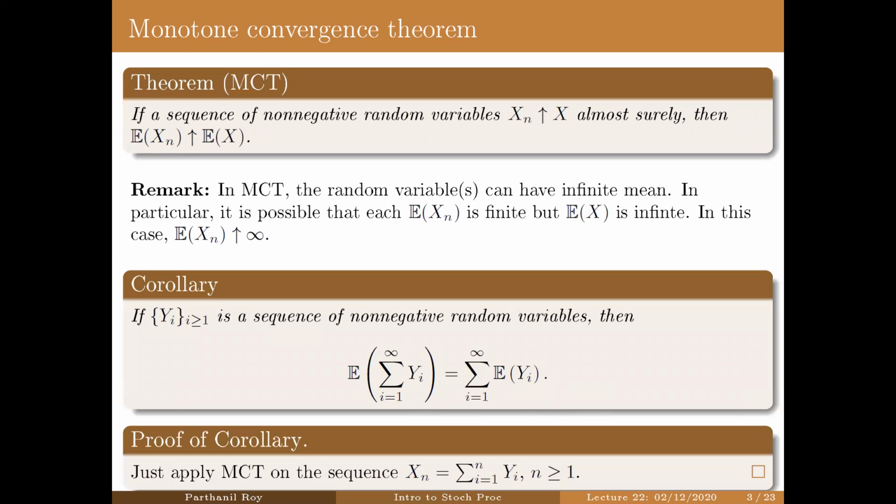The way you prove it is that you just apply MCT on the partial sums. Since all the Yi's are non-negative random variables, these Xn's are also non-negative random variables which increase to the infinite sum of Yi's, and then you use MCT on that to get this result. Note here also it's possible that the Yi's may have infinite expectation. In particular, it's possible that each Yi has finite expectation, but the sum of Yi's doesn't have a finite expectation. In that case, both sides would be just infinity.